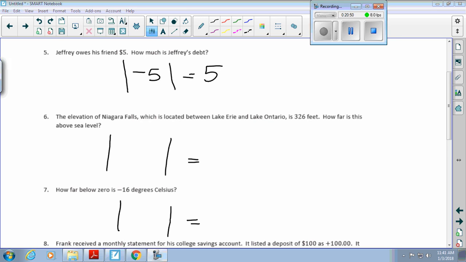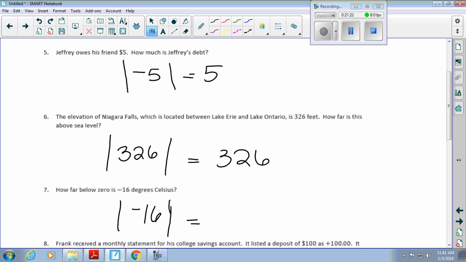Number 6 says the elevation of Niagara Falls, which is located between Lake Erie and Lake Ontario, is 326 feet. How far is this above sea level? So we are talking about 326 feet. What is the magnitude of that? 326. 326, very good. The next one says, how far below zero is -16 degrees Celsius?